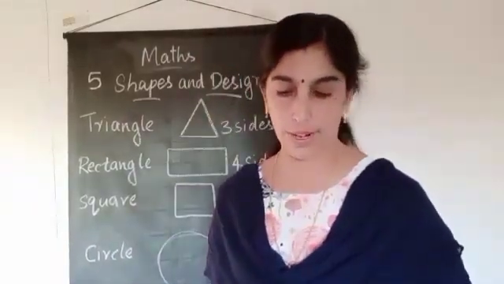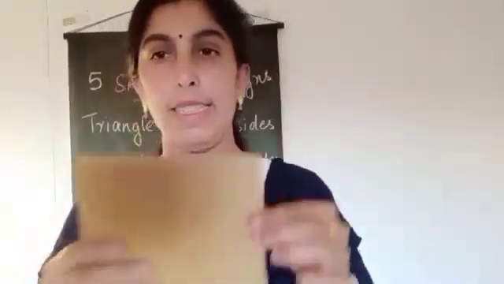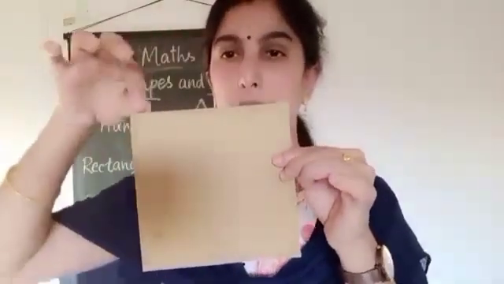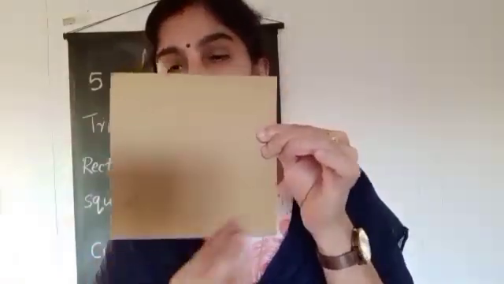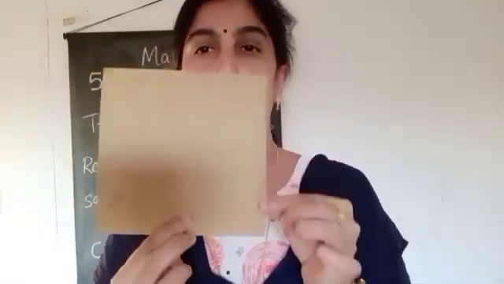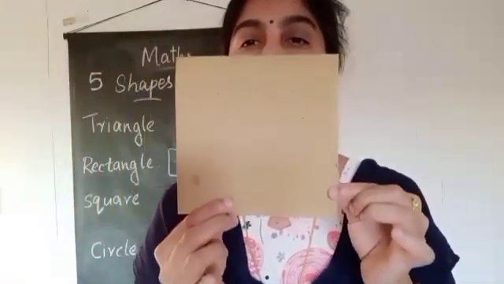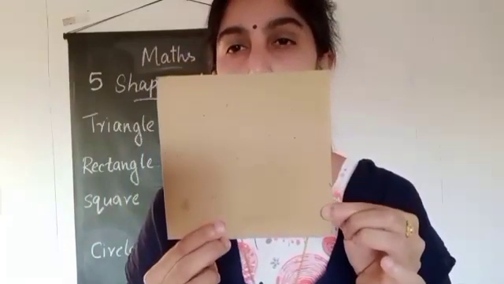And next one is edges. Edges. See, this is the edge. This is the edge. 1, 2, 3, 4. 4 edges. For a square, 4 edges are there.